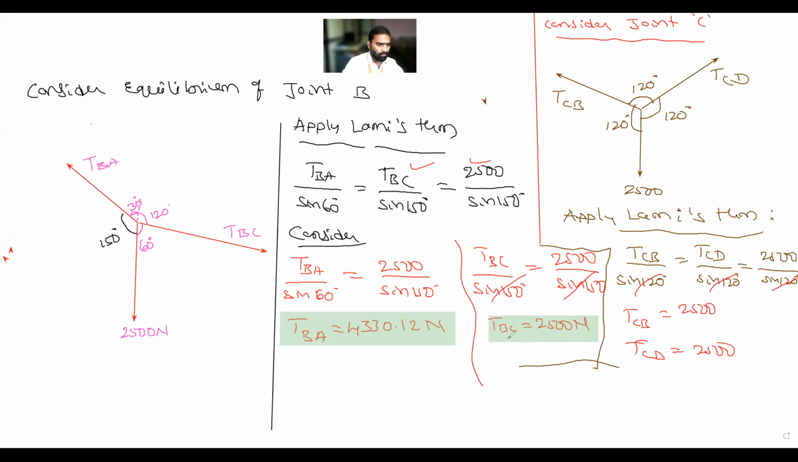Already you know the tension in member BC. You just wanted to calculate the tension in member CD. That is 2500 Newton. Is it clear, everyone? Yes, sir. Take it down, all of you. The important thing here is you should know how to calculate the angles. That is important.